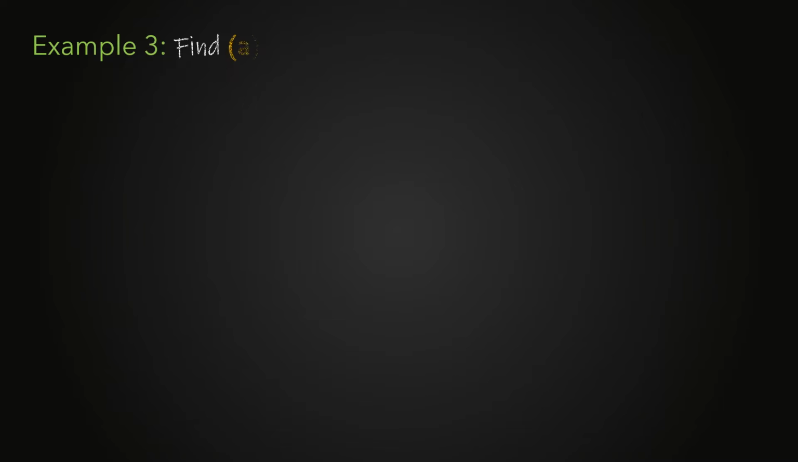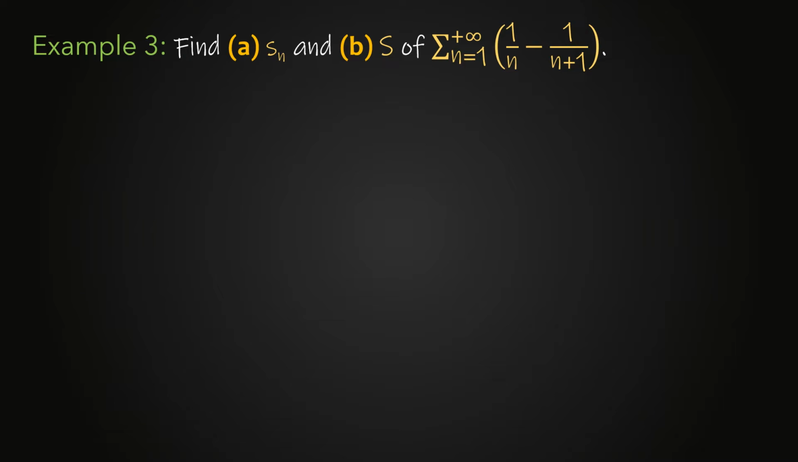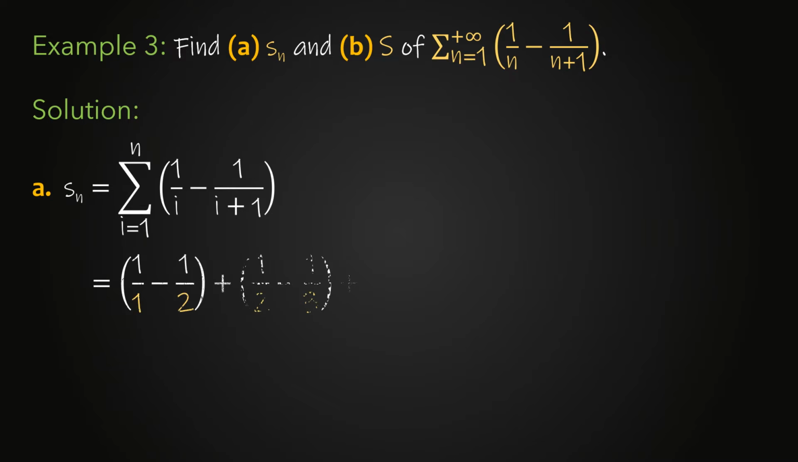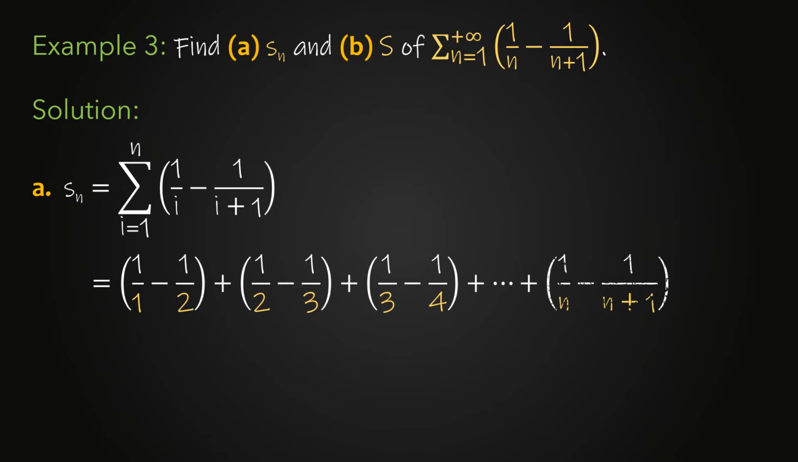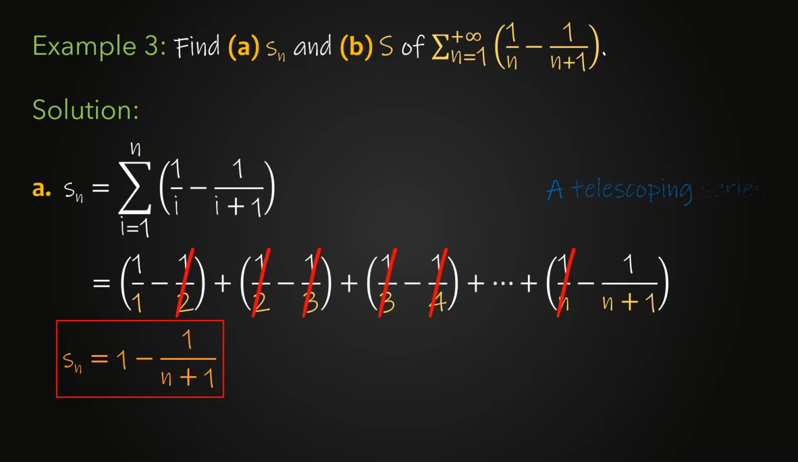Example 3. Find the nth partial sum and the sum of the series. Solution. A. The nth partial sum is the summation of the first n terms of the series. Simplify the partial sum. Thus, the nth partial sum is equal to the first term minus the last term. This series is called a telescoping series where terms are cancelled by other terms in the series.